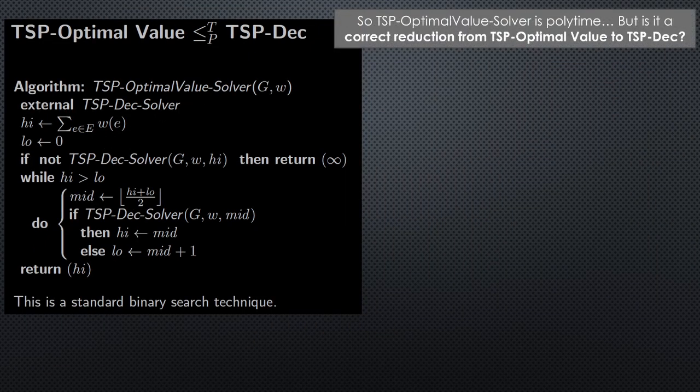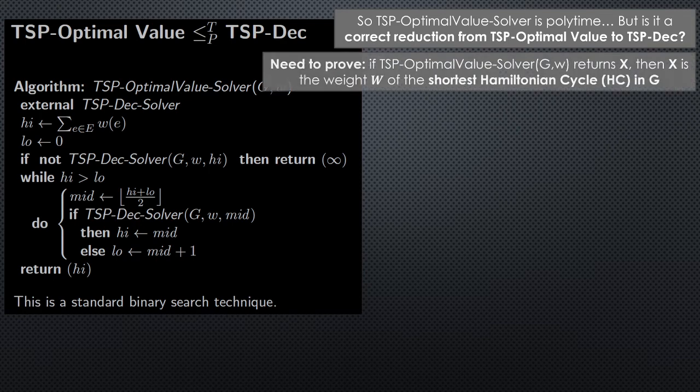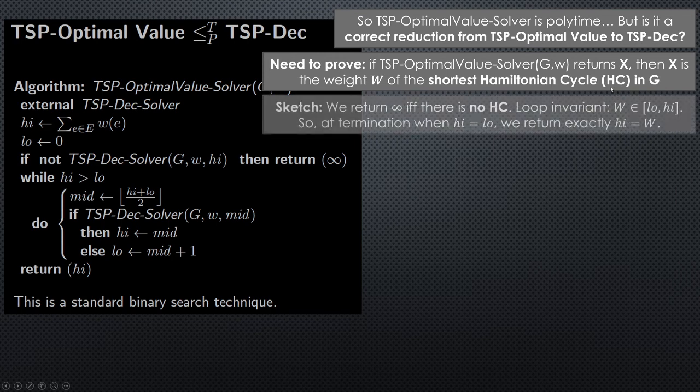Okay, so this is a polytime reduction, but is it a correct reduction from TSP optimal value to TSP decision? It's polytime. Is it correct? Let's argue that to ourselves quickly. What we need to prove at a high level is that if the TSP optimal value solver, this reduction code, returns x, then x is the weight W of the shortest Hamiltonian cycle in G. We'll call that shortest Hamiltonian cycle HC. So what it returns should really be the weight of the shortest Hamiltonian cycle.